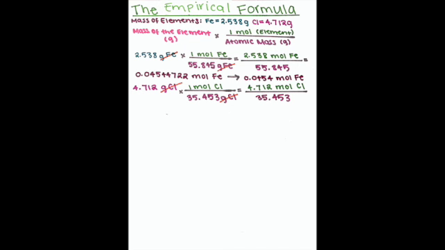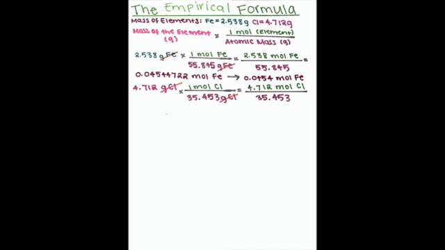Now the third step is to identify which of the elements we have less of according to moles, and then we're going to divide the number of moles that we have for each element by the lowest number. In this case 0.0454 is the lowest, so we're going to divide that into the number of moles we have for each element.